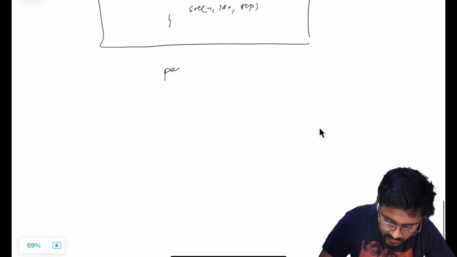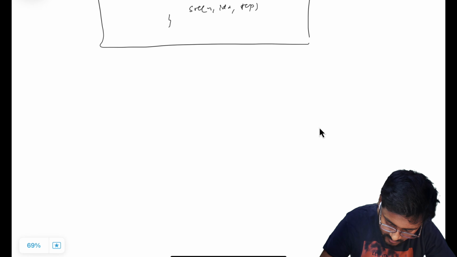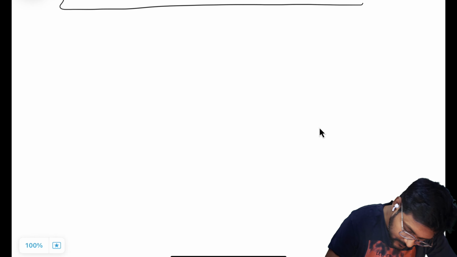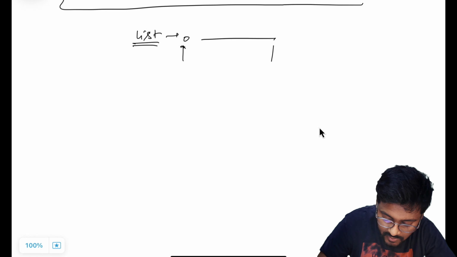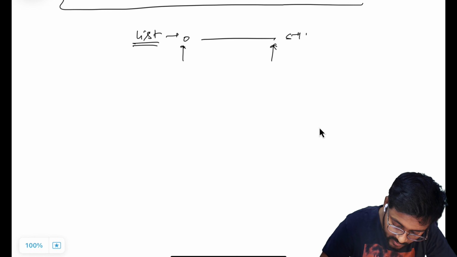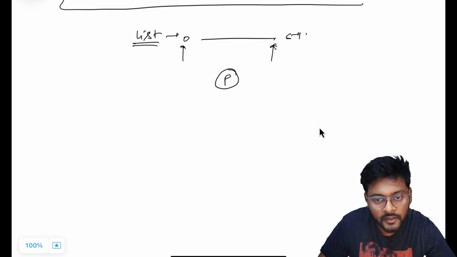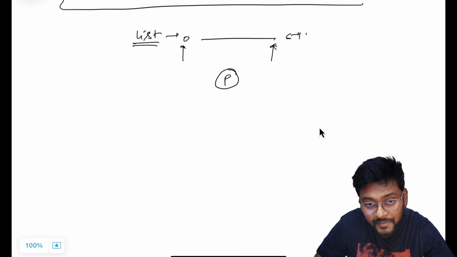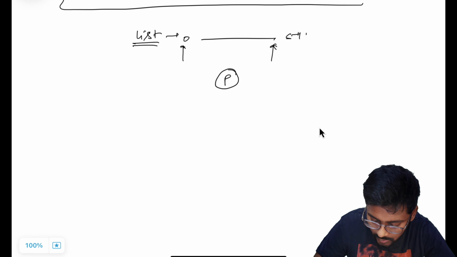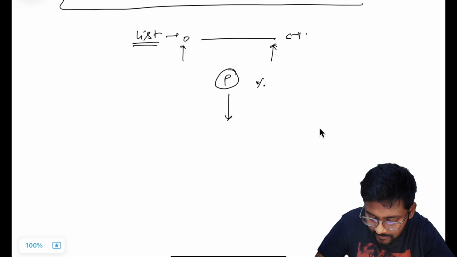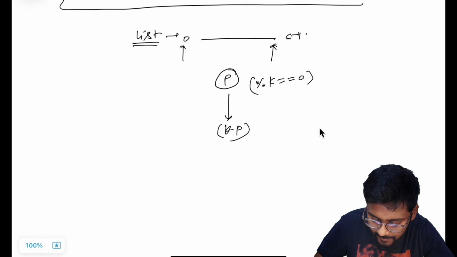Let's say this list has all the palindromes, and I'm iterating over this list from index 0 to index size minus 1. I'm picking one palindrome, let's say P. First of all, I will check whether this palindrome is a K palindrome. To check that, I will look at whether this number as an integer, modulus K, is equal to 0. Then this is a K palindrome.